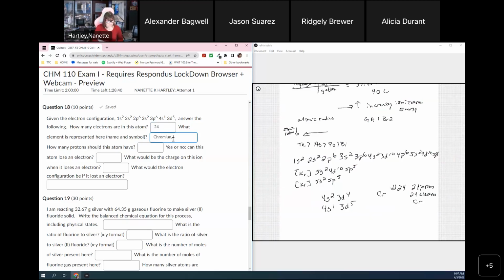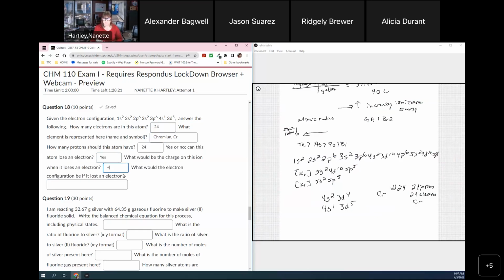Chromium, 8 bars, go there. How many protons should it have? 24. Can it lose an electron? And the answer is yes. Anything can lose an electron if you add enough energy. What would be the charge on this ion when it loses an electron?